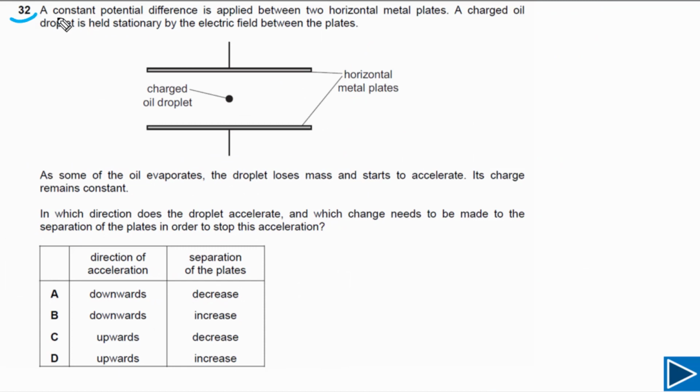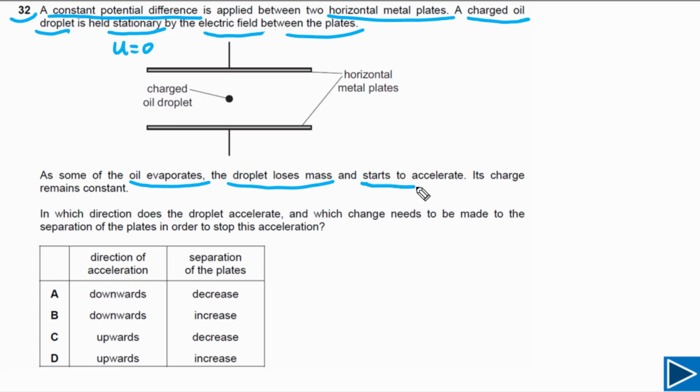For question number 32, it is given to us that a constant potential difference is applied between two horizontal metal plates. A charged oil droplet is held stationary, meaning at rest, by the electric field between the two plates. As some of the oil evaporates, the droplet loses mass and starts to accelerate. Its charge remains constant. We need to find out in which direction the droplet accelerates and which change needs to be made to the separation of the plates in order to stop this acceleration.